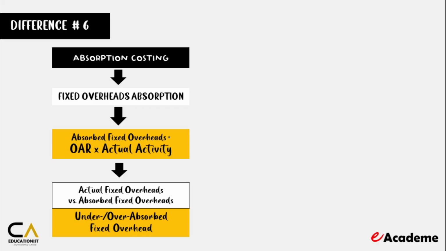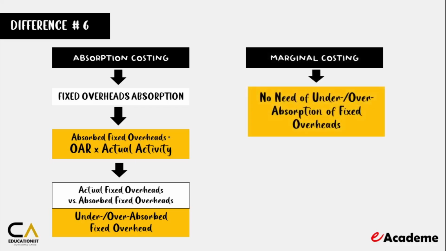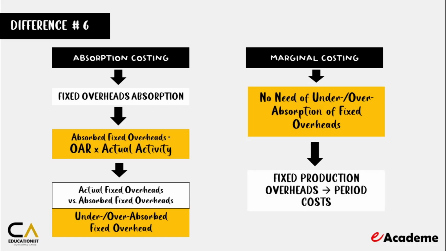On the other hand, there is no need for under or overabsorption of fixed production overheads in marginal costing because fixed overheads are treated as period costs instead of absorbing them into cost units.